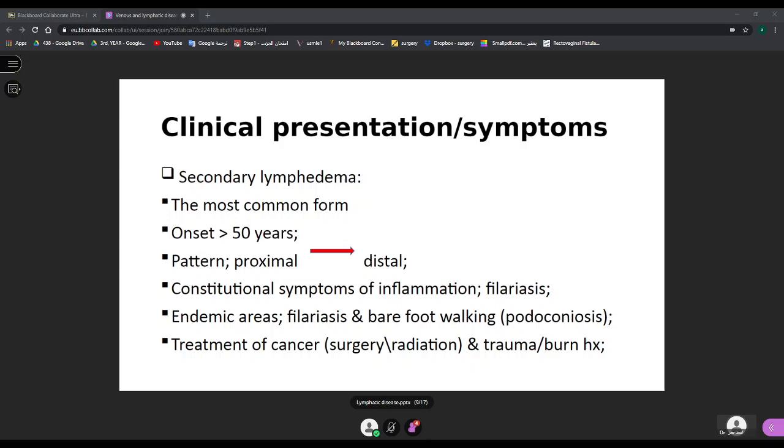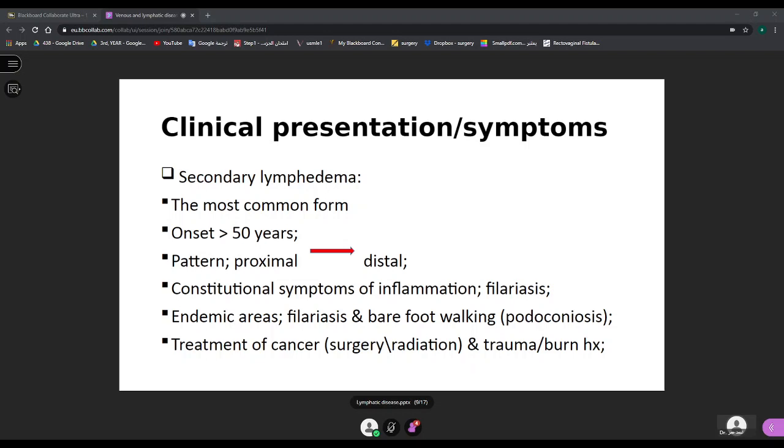So the pattern of spread is one of the factors which will enable you to differentiate between primary lymphedema and secondary lymphedema. But the most important thing in secondary lymphedema is that you would find some clinical features which would point to the underlying cause. For example, if the patient has cancer, then you might find cachexia. You might find metastatic features, like jaundice. You might find the tumor itself in the pelvis, for example, and so on.